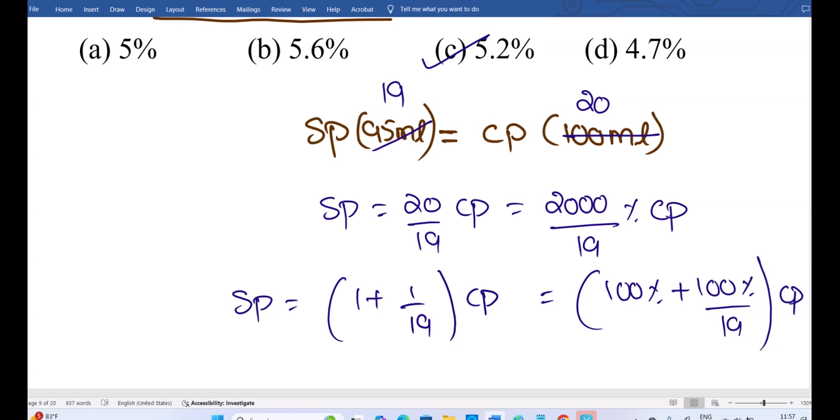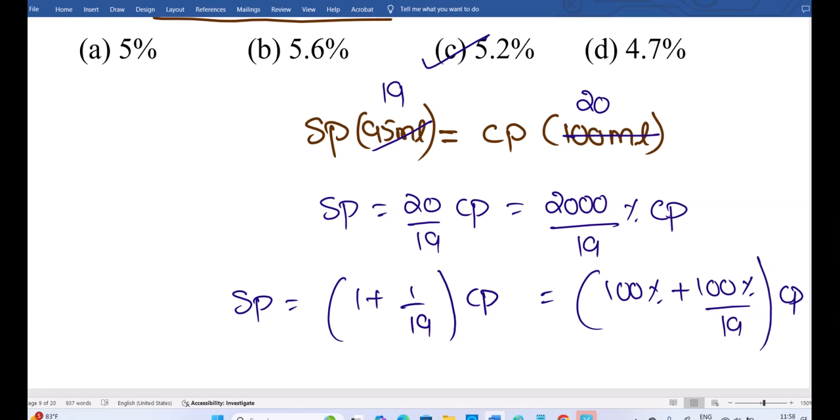Okay, 5.2, not 5%. That's the beauty. Many people blindly think that 5% less means I'm getting a profit, so 5% profit. No, not at all. So you just try to understand things carefully. What is the given data? How to handle that?